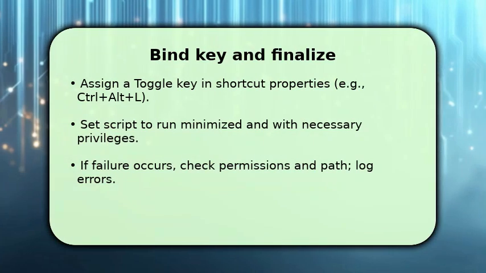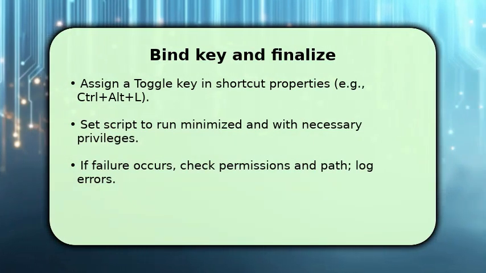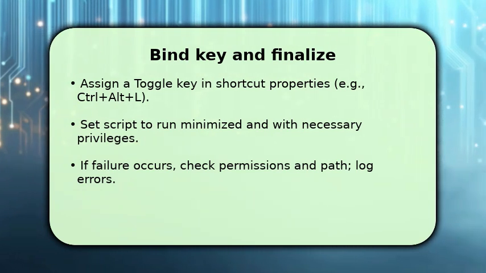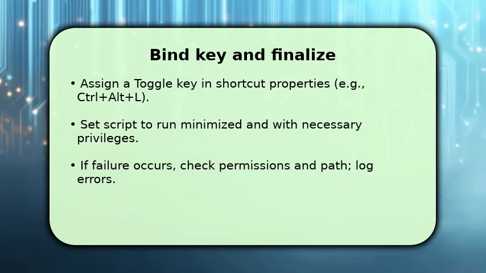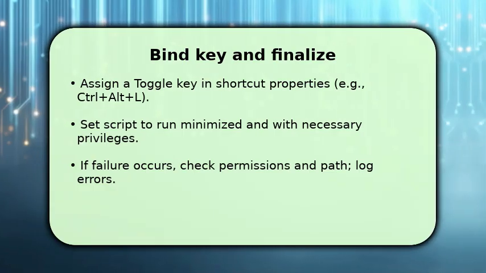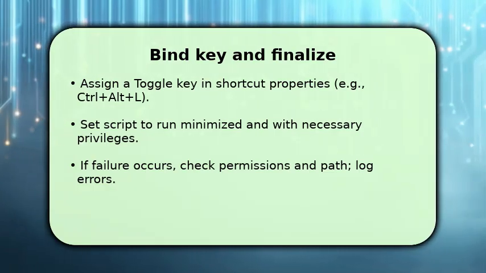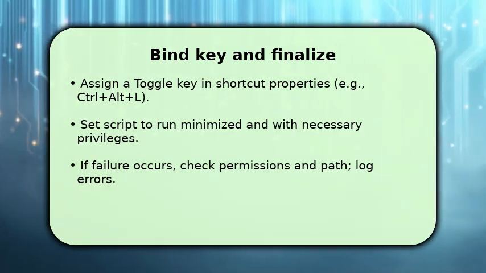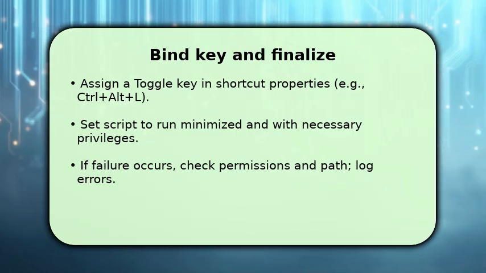You now bind a hotkey to the shortcut so one press locks or unlocks the taskbar. For example, set Ctrl plus Alt plus L in the shortcut properties. Make sure the target runs minimized and has required elevation, otherwise the toggle will fail silently.